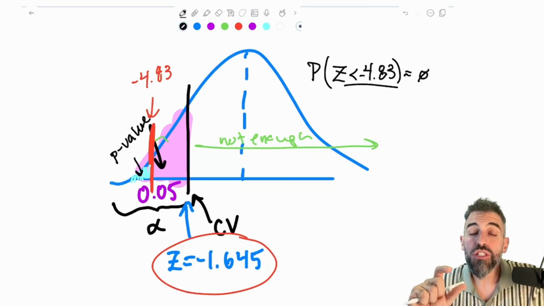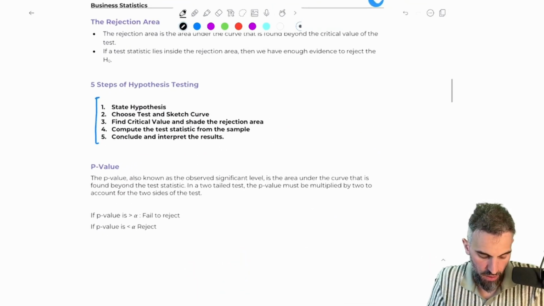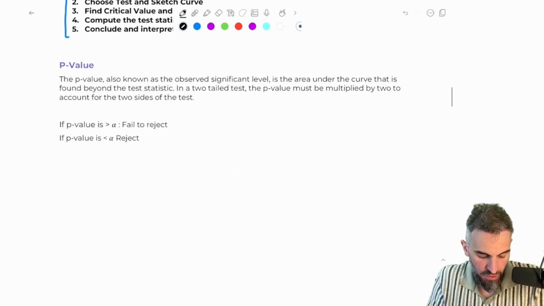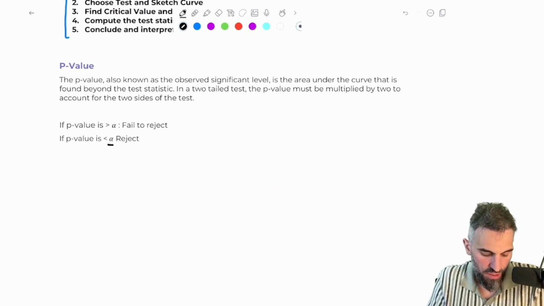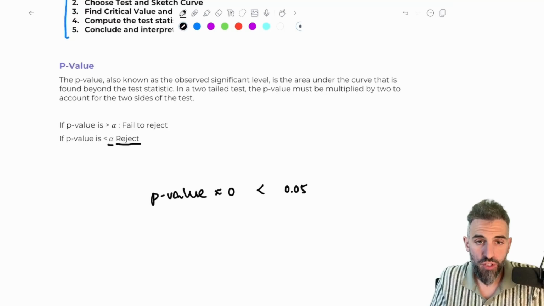A p-value is just another way to state your evidence. And let me just go back to the page here, okay? If your p-value is less than your alpha, then we reject H0. So in our case, our p-value was approximately 0, which is less than alpha of 5%, so we reject.